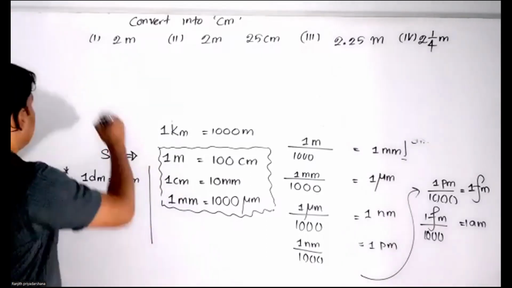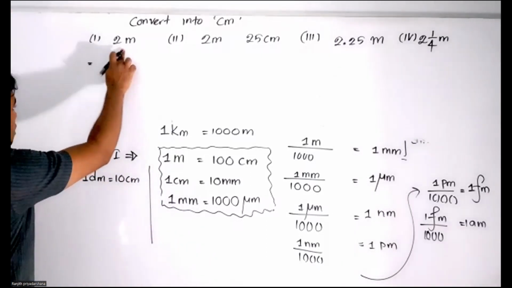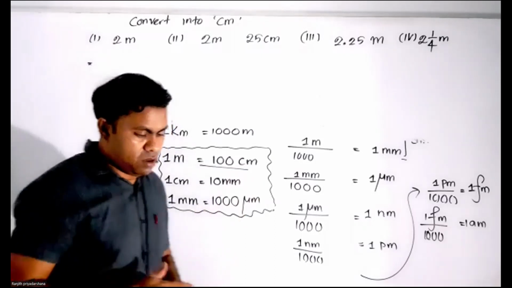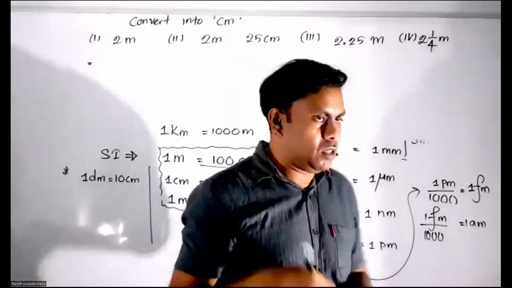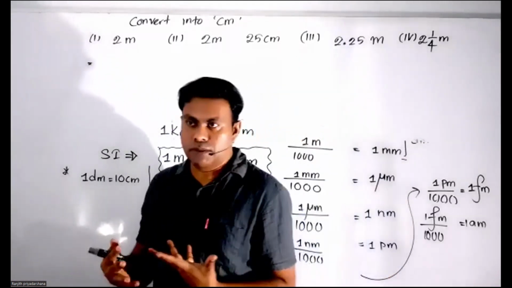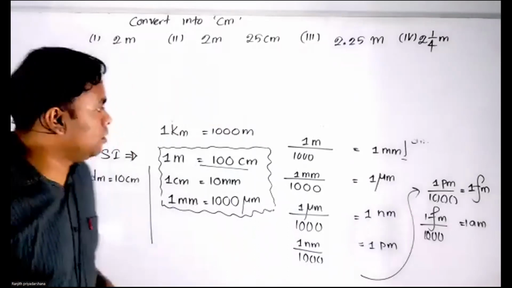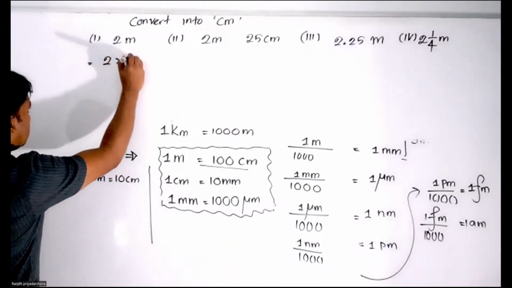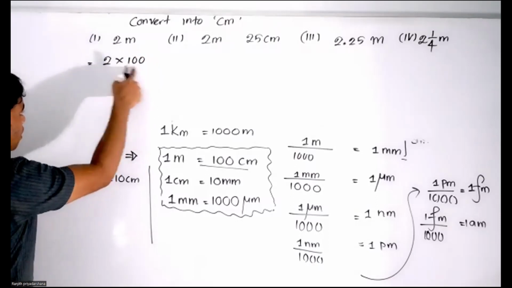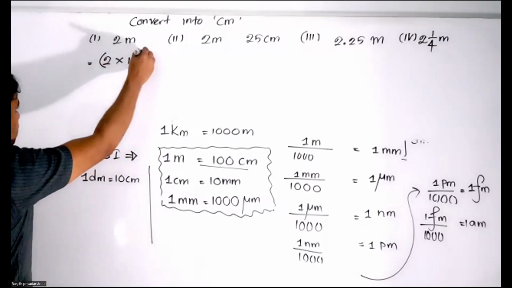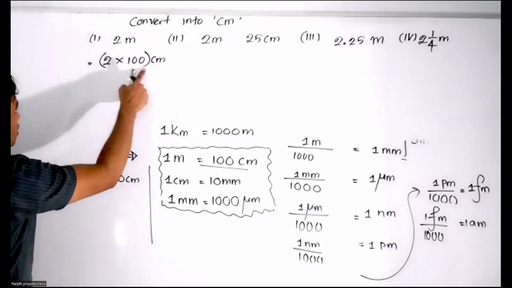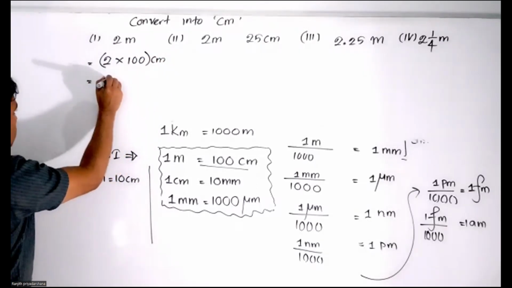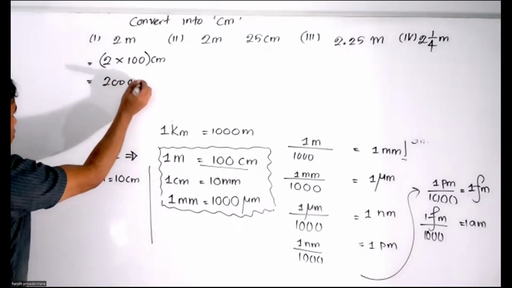Okay, let's convert this: 2 meters. 1 meter equals 100 centimeters. 1 meter, 100. 2 meters, 200 centimeters. 3 meters, 300 centimeters. So what did you do? You just multiplied, 2 into 100. After you multiplied, you can put the unit centimeter. You have to use a bracket as well. 2 times 100, that's 200 centimeters.